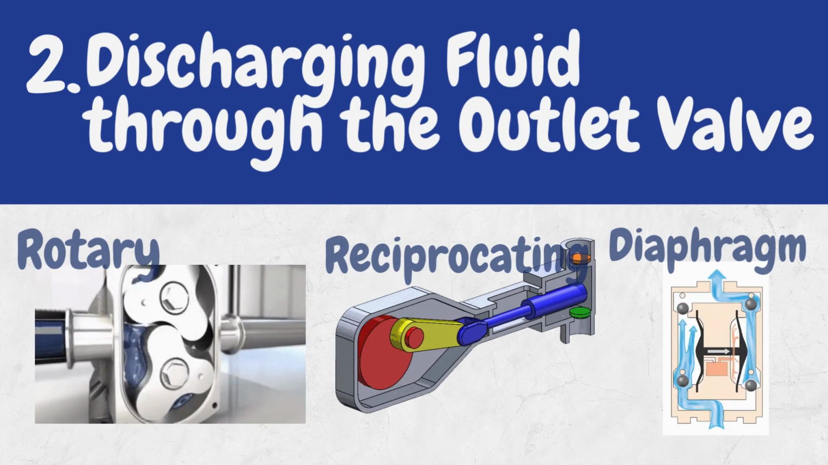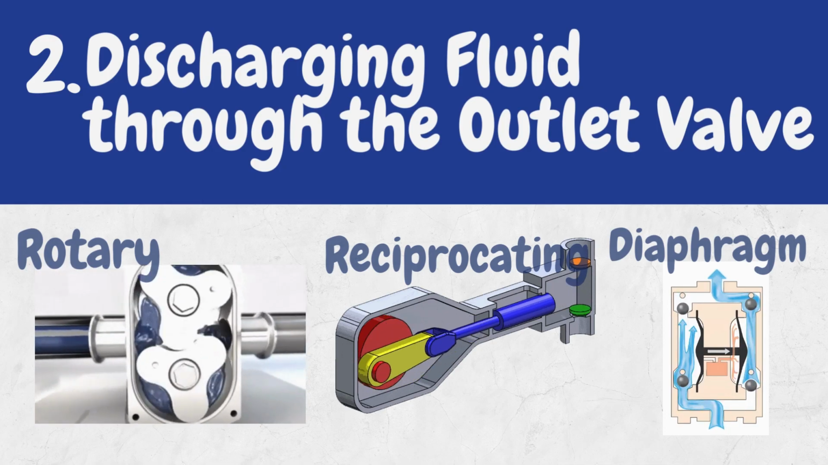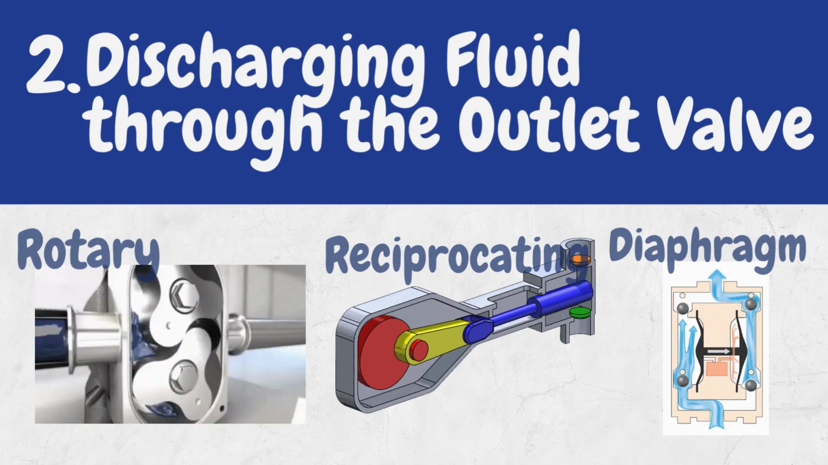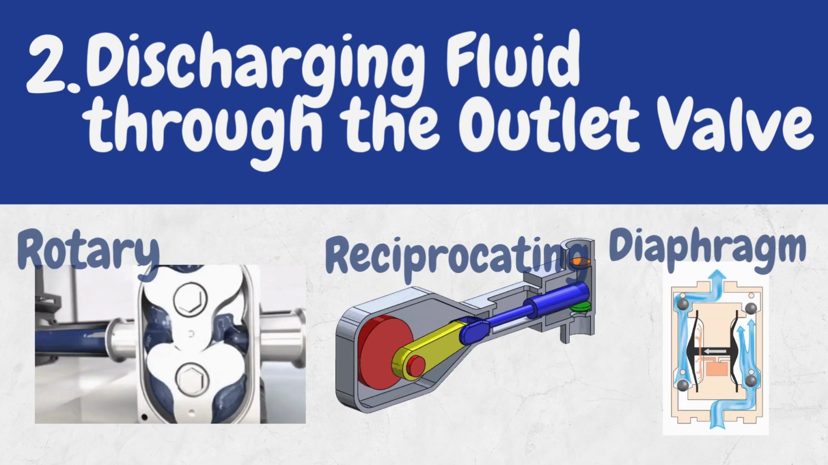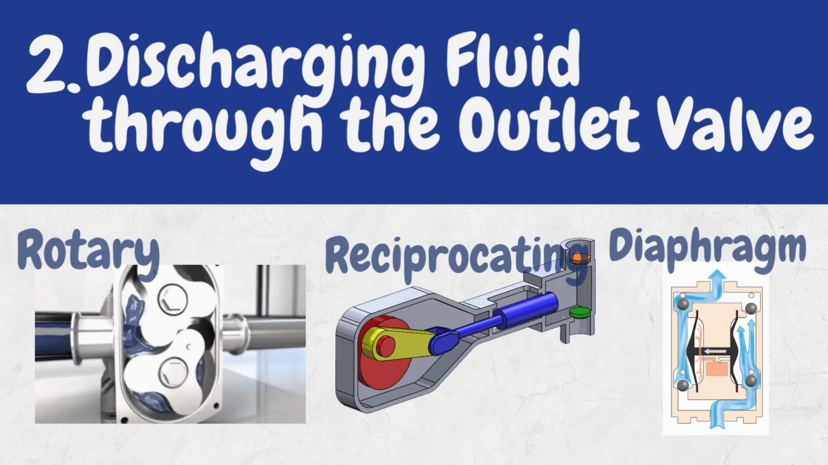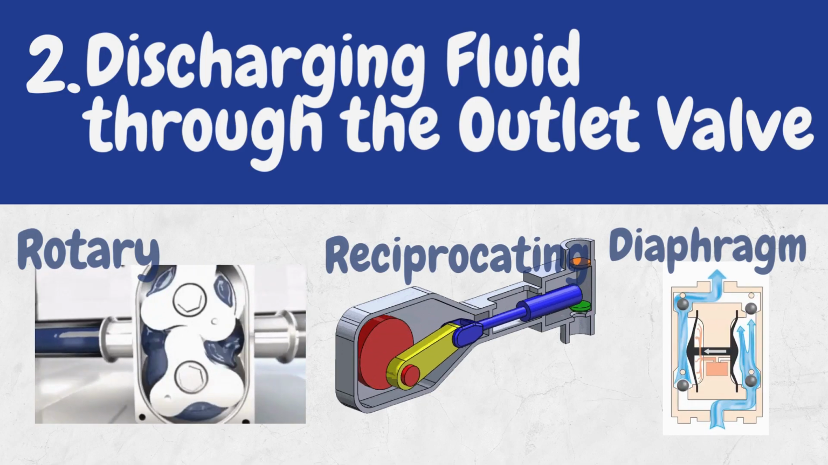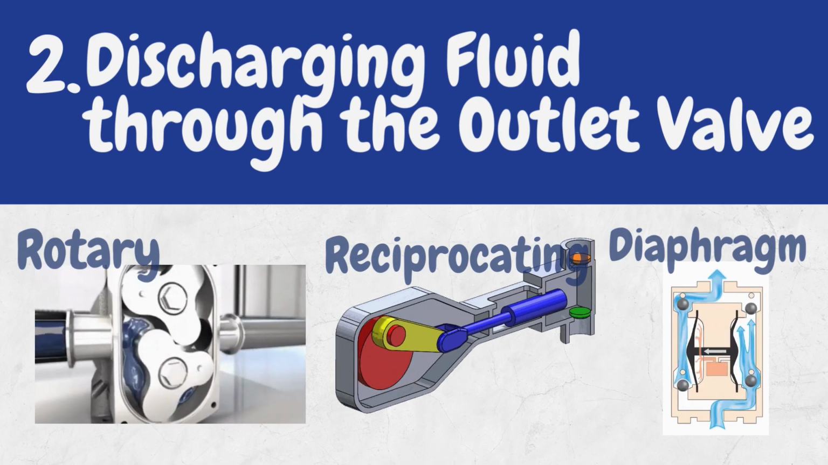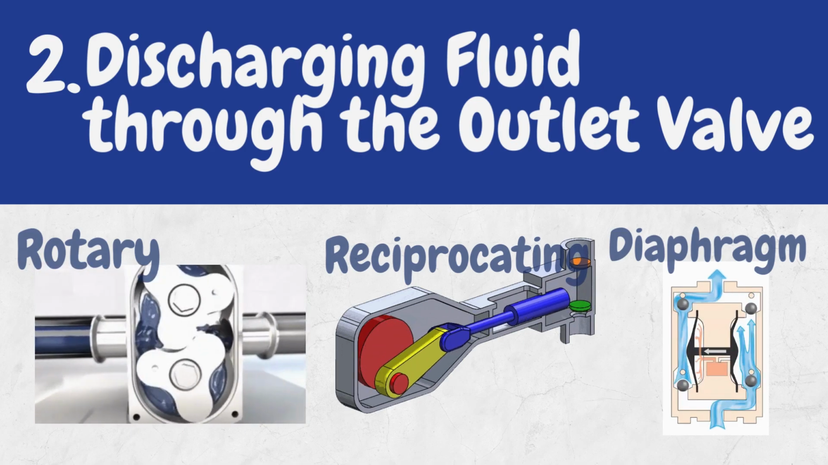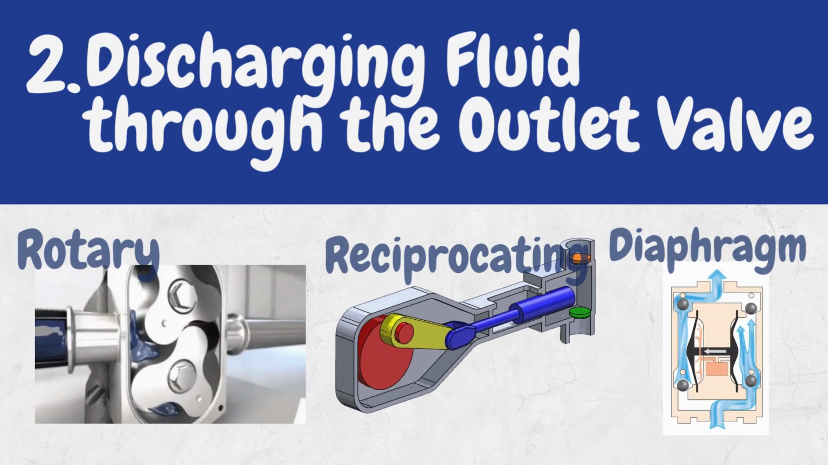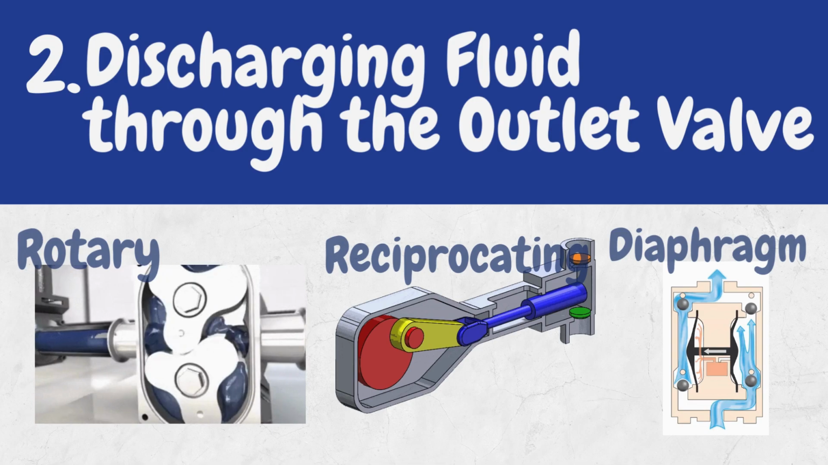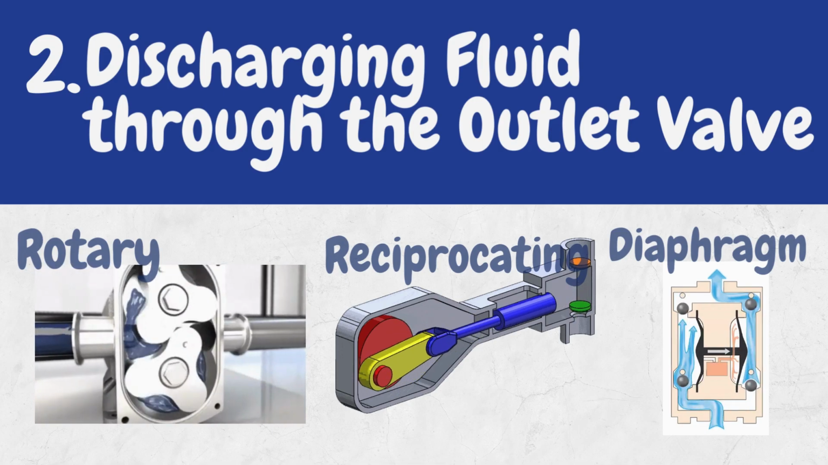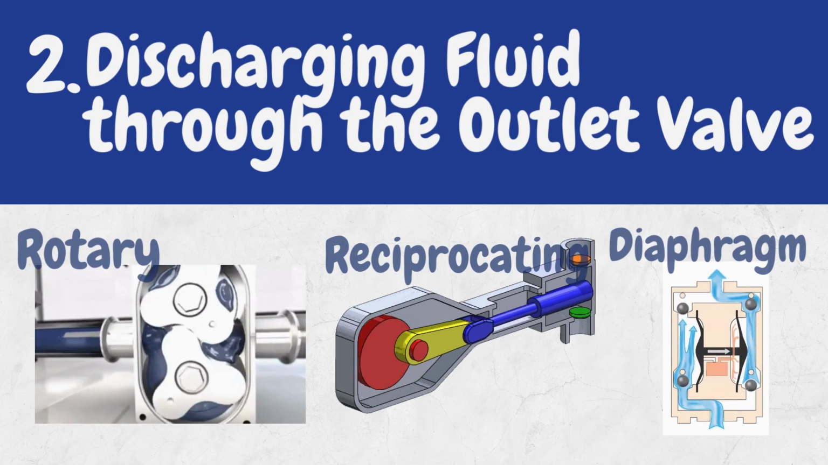Now after the fluid is drawn into the pump chamber comes the step of discharging the fluid through the outlet valve. Here, once the chamber is filled with the fluid, the inlet valve closes and the outlet valve opens. Now the pump is ready to push the fluid out, but here also the method varies in all the 3 types of system. Now we will discuss all the 3 systems individually for this step, starting with the first system, which is the rotary system.